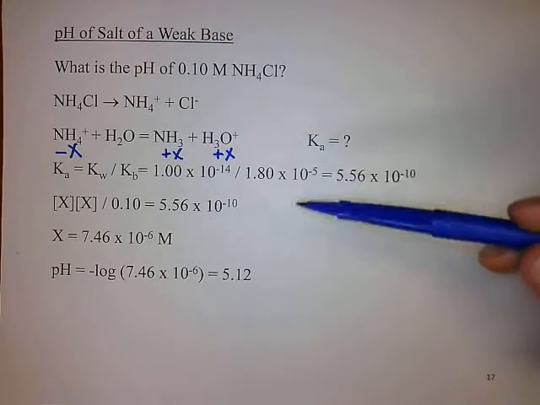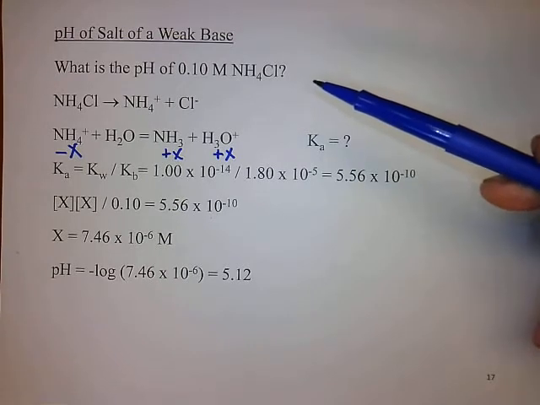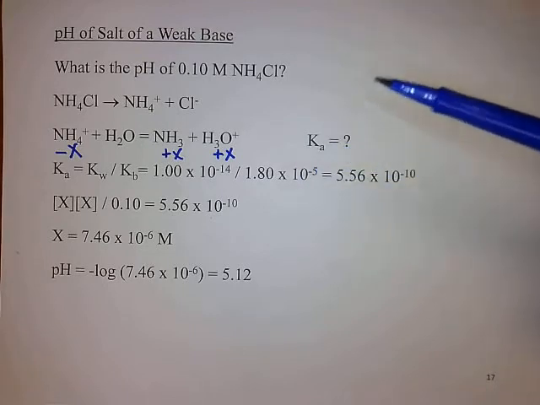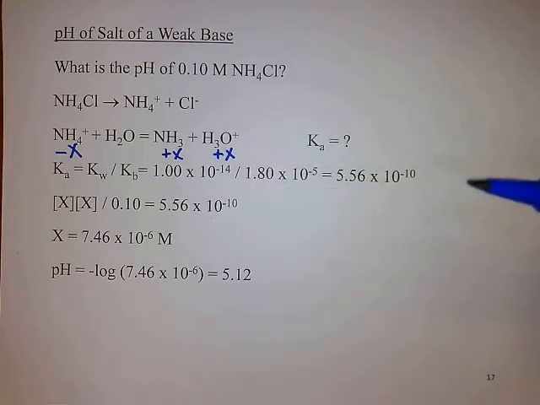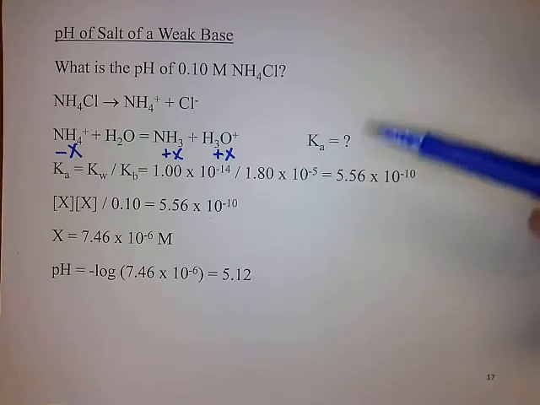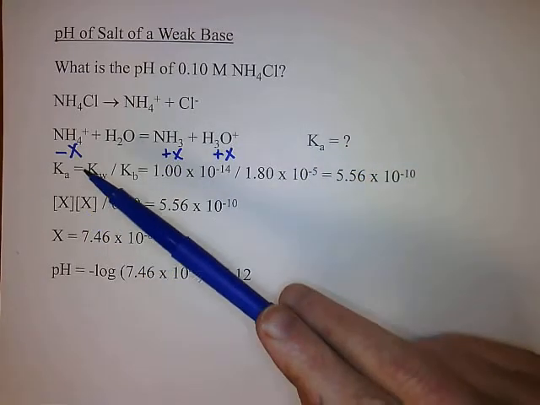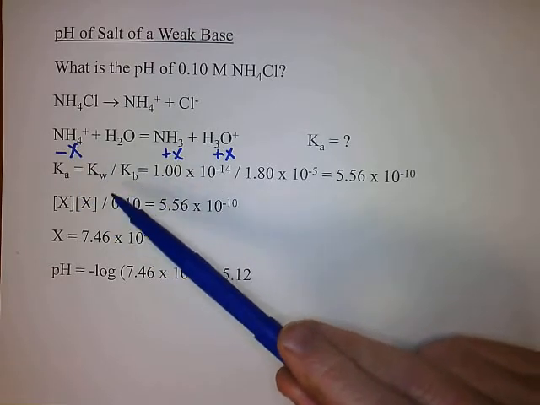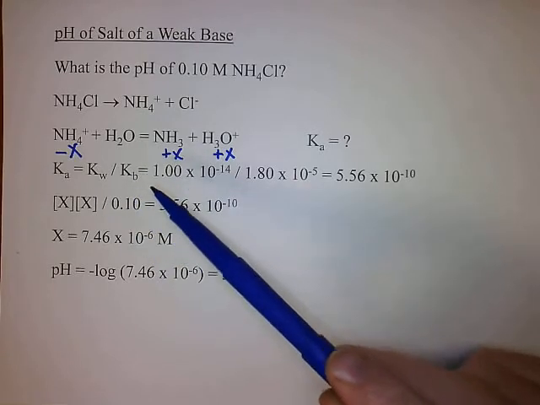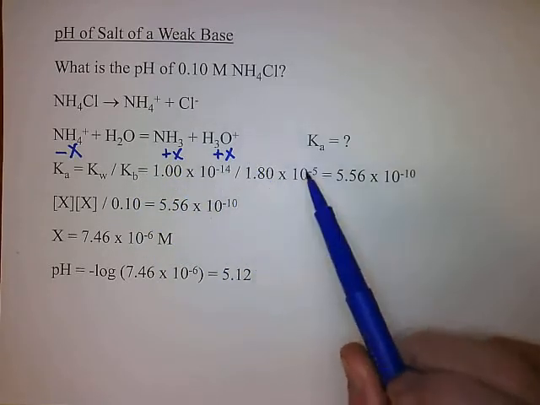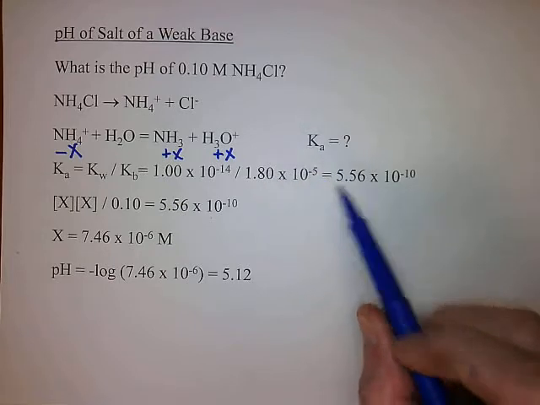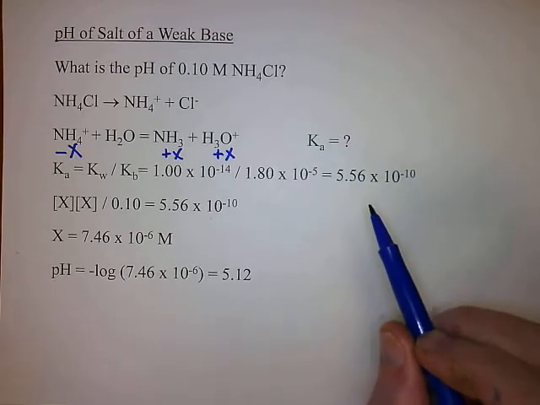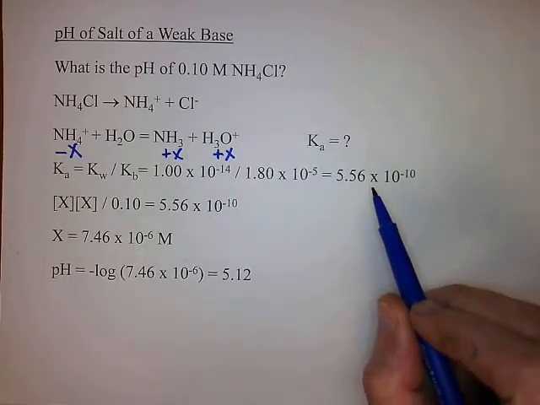So the only other thing we have to worry about is what do we use for a K? We can't use 1.8 times 10 to the minus fifth. That's the Kb for ammonia. We want the Ka for ammonium ion. So one more time, we'll use the relationship Ka times Kb is Kw. Rearrange it to solve for the Ka. So Ka is Kw over Kb. So 1 times 10 to the minus 14th divided by 1.8 times 10 to the minus fifth, you get the same thing as in the previous example, 5.56 times 10 to the minus 10th.